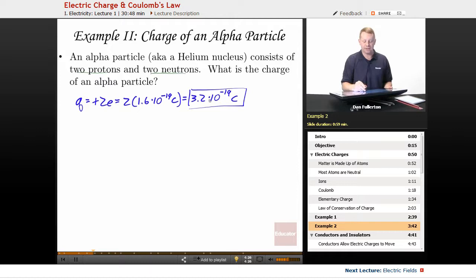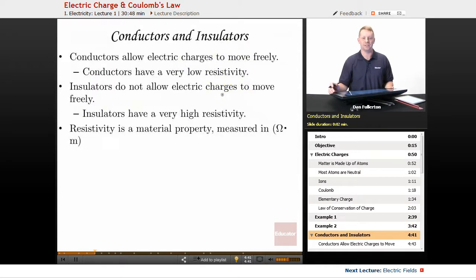Again, notice our answer, how much smaller that is than a coulomb. 10 to the minus 19 coulombs. Typically, we're going to be dealing with quantities of charge that are smaller than coulombs. Not always, but quite a bit of the time. So let's move on for a moment and talk about conductors and insulators. Conductors allow electric charges to move freely. They have a very low resistivity, another term that's going to be good to know.